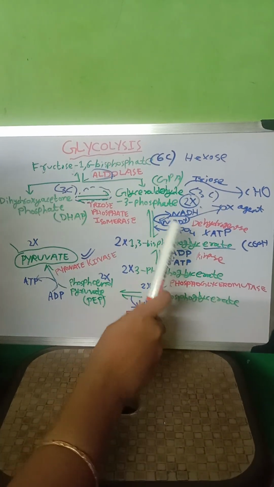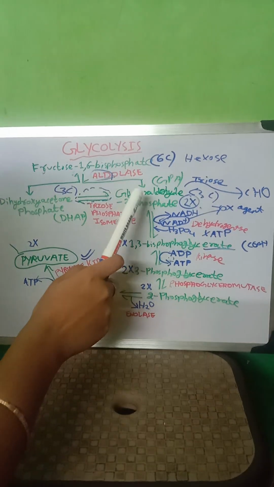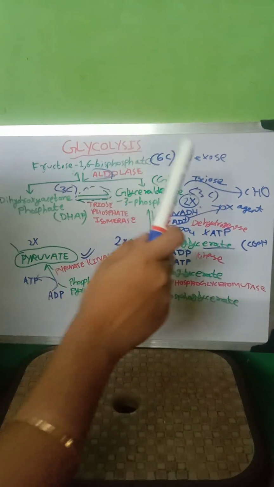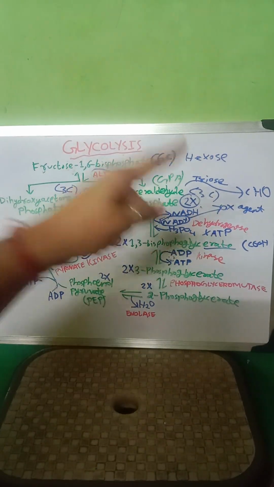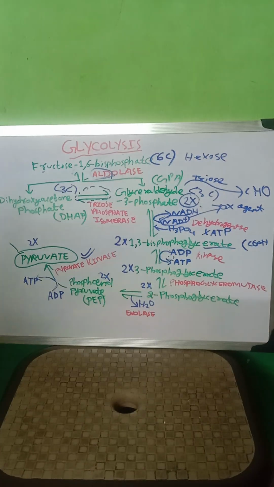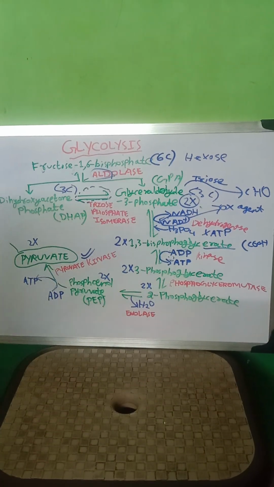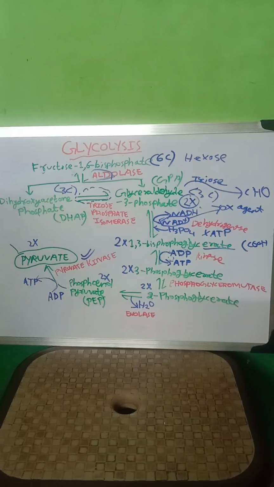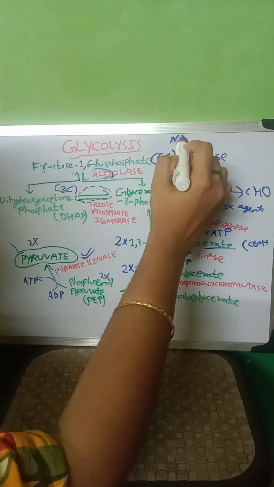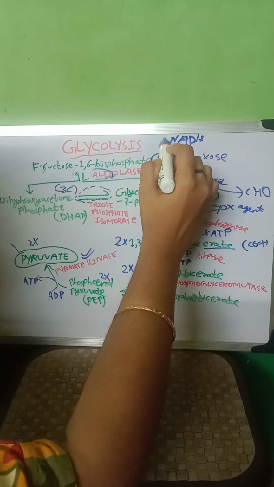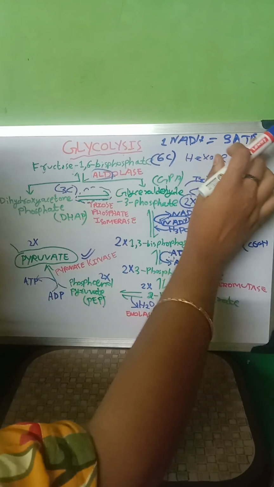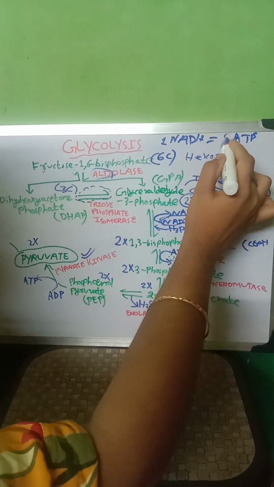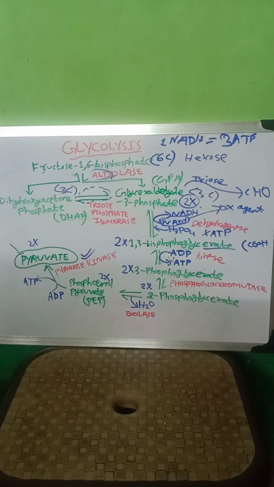This NAD+ is oxidizing this compound into this, but itself is getting reduced into NADH. Why is this happening? Because this NADH will further go and do oxidative phosphorylation and form ATP, which we are not discussing here, but just for your knowledge, one NADH gives 3 ATP. So we get extra ATP, right?